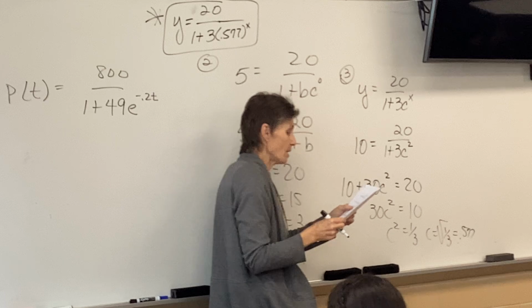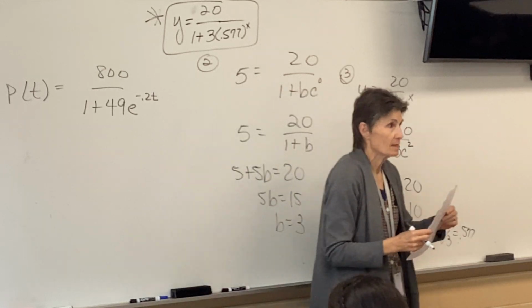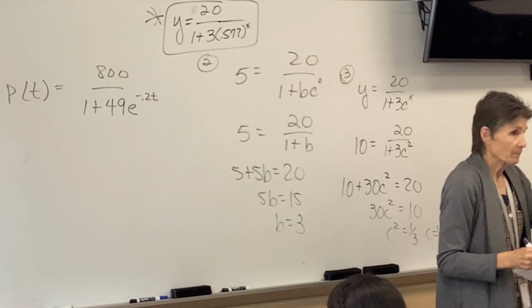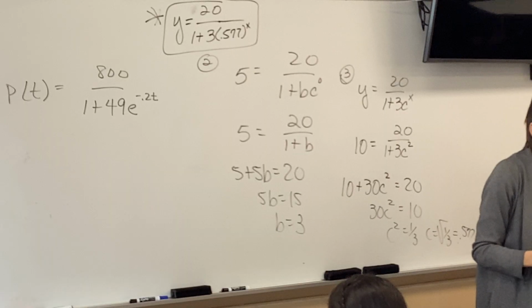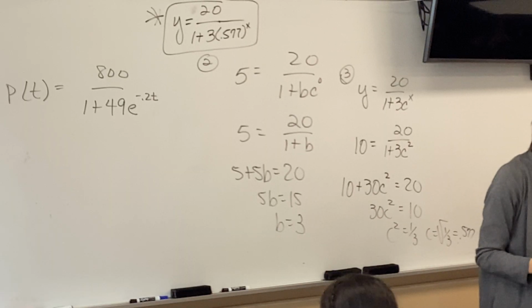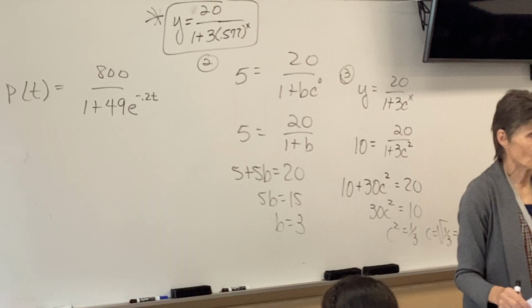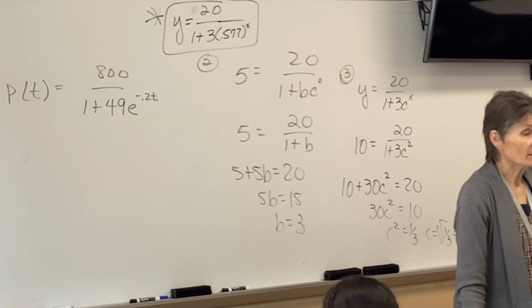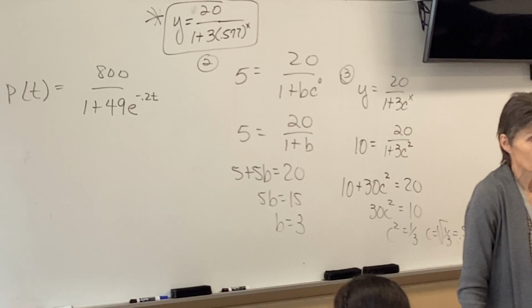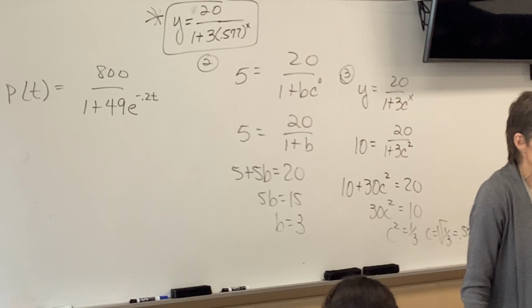Initial number of infected students. Now, remember, 800 is not the initial value. 800 is the limit to growth. So apparently there are 800 kids in the school. That's all we can get sick.